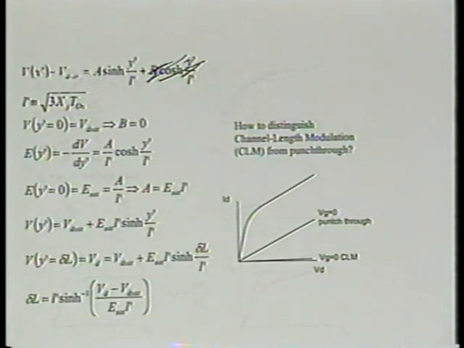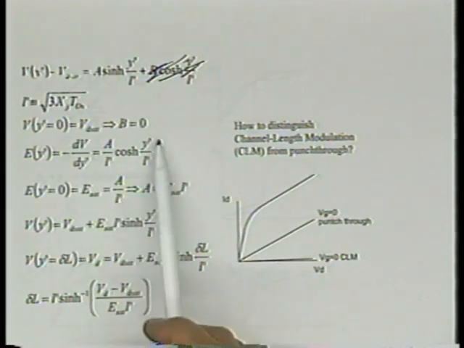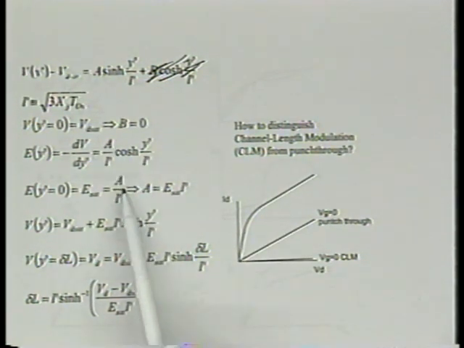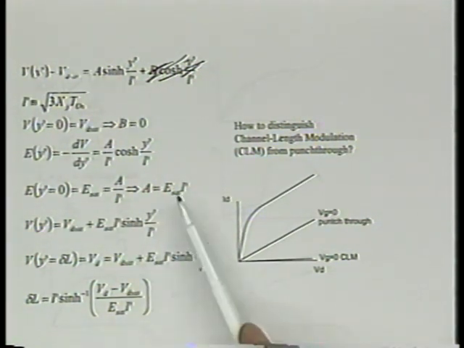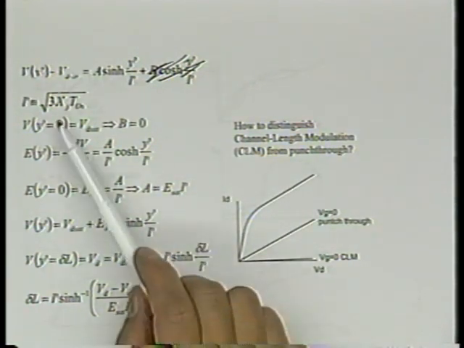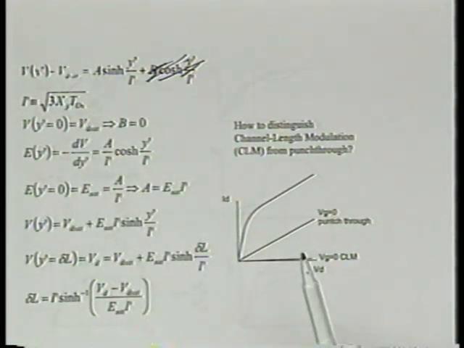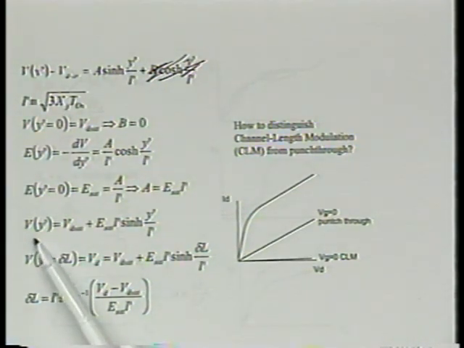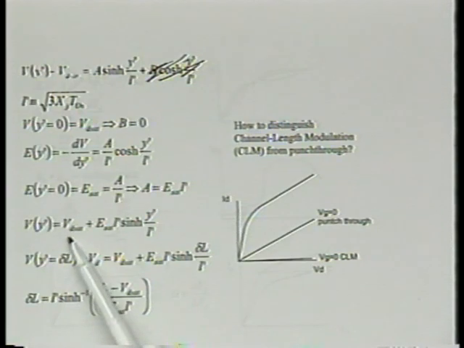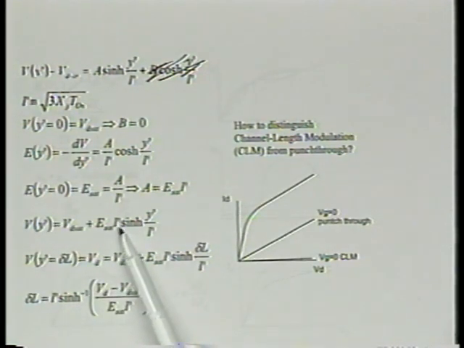All right? And on the right-hand side, when y prime equal to 0, right side is just A over L prime. So we therefore know A is equal to E sat times L prime. Now E sat is a known constant. L prime is known. L prime is this. So we now know A. So here's our answer. V is equal to VD sat plus E sat L prime hyperbolic sine y prime over L prime. Okay? Are you still with me?